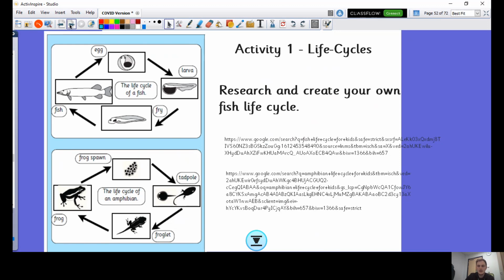So pause the video here and follow one of those links, decide whether you want to do a fish or an amphibian, and you're going to draw that cycle. Remember, a bicycle wheel, a circle. You can illustrate it, you can draw pictures, you can label it, you can make it beautiful and colourful, and you can choose what fish you want to do or choose what amphibian you want to do.